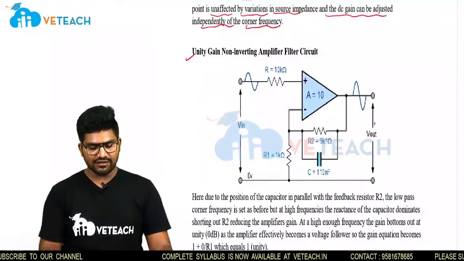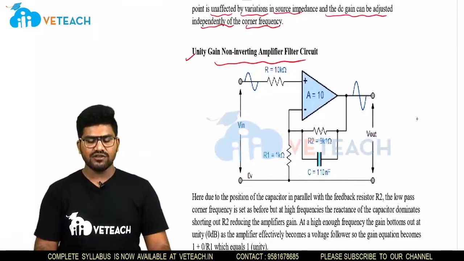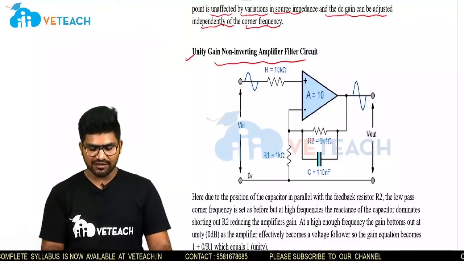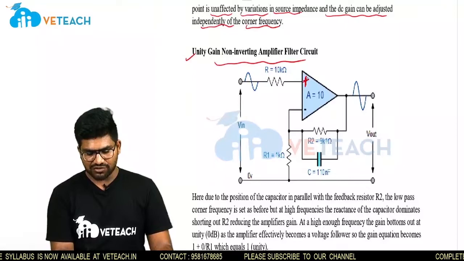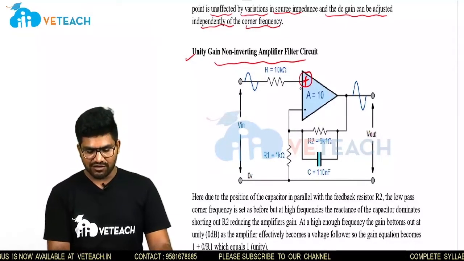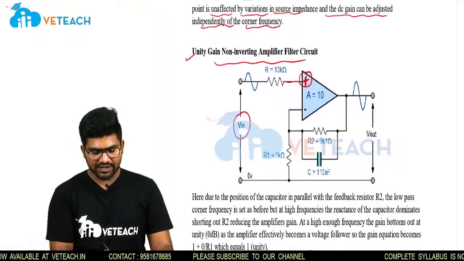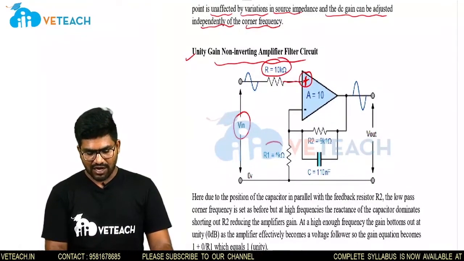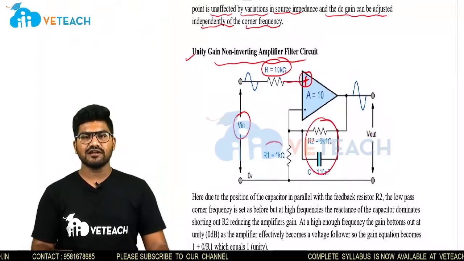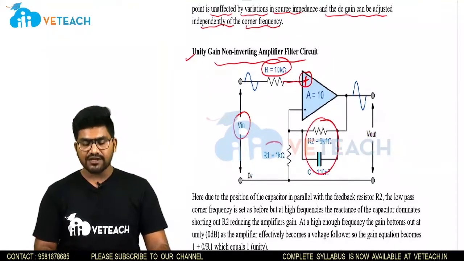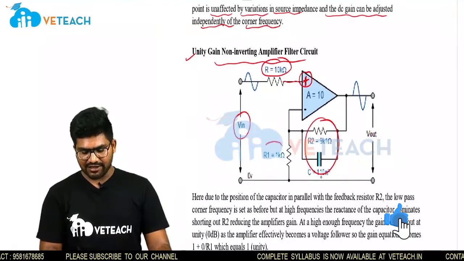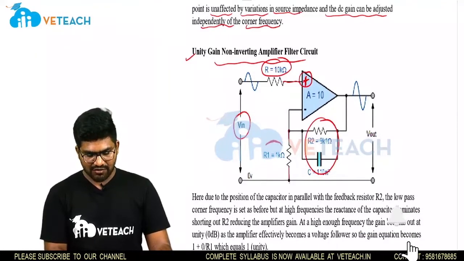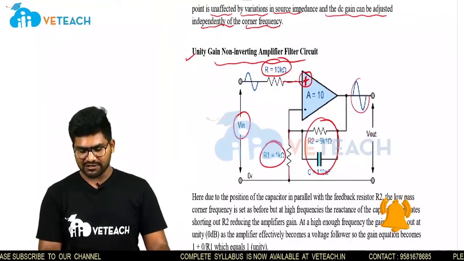Next, the unity gain non-inverting amplifier filter circuit. So how will we get unity gain from a non-inverting amplifier circuit? Non-inverting means I connect the source to the positive terminal. So into the positive terminal we have connected the source, which is an AC source, and here I am considering R as 10 kilo ohm, and now I am bringing this RC parallel circuit to the negative terminal. So R2 is 9k ohm, C is 110 nanofarad, and the feedback path R1 is 1k ohm, and the output is sinusoidal only.